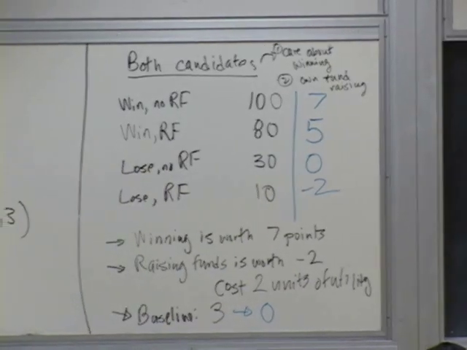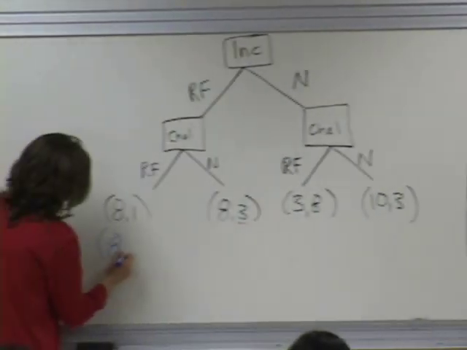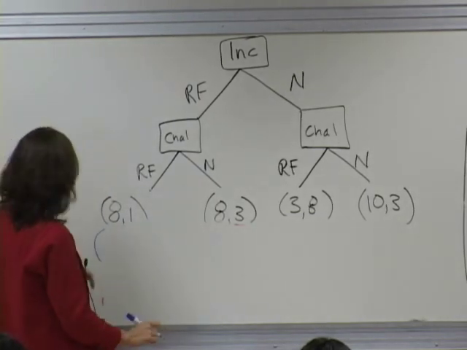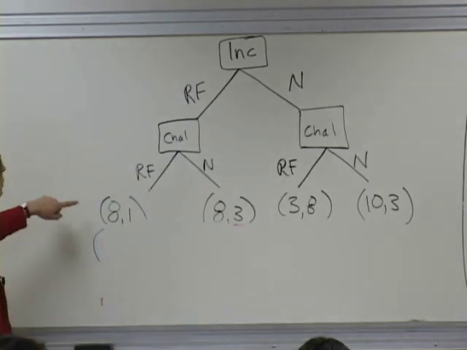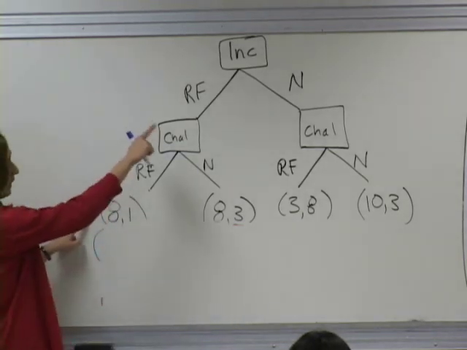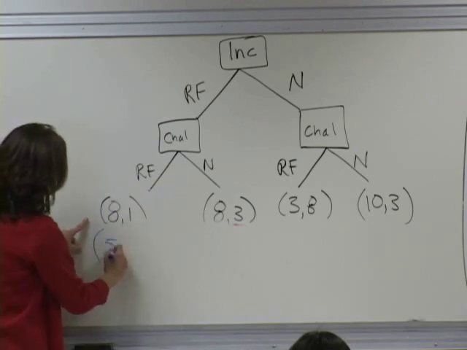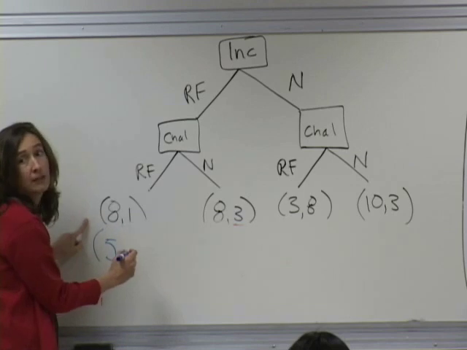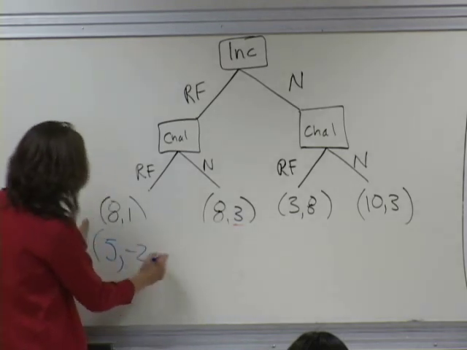Let's put those alternate payoffs here in the game. That doesn't look alternate. That looks the same. My alternate payoffs here would be in this situation. The incumbent's payoff is, I won, I raised funds. It's a 5. What's the challenger's payoff? What is it? -2. Very good.